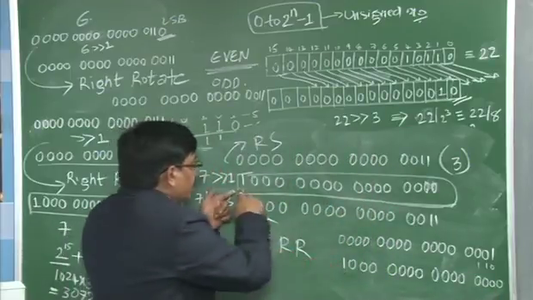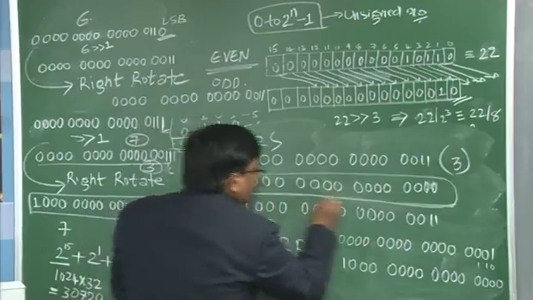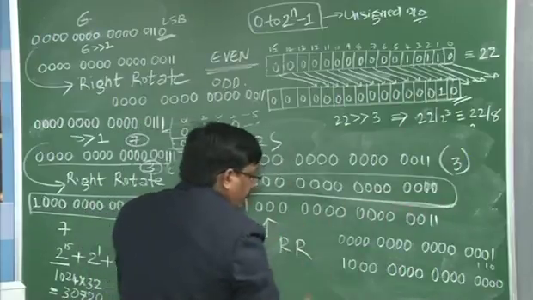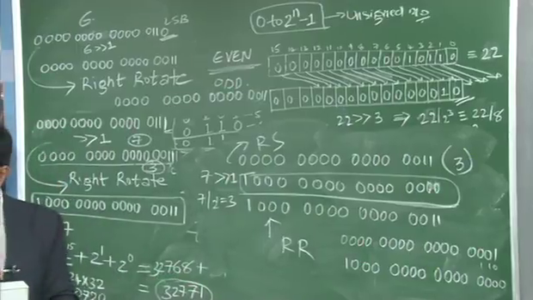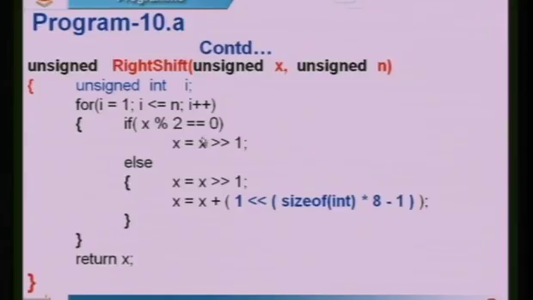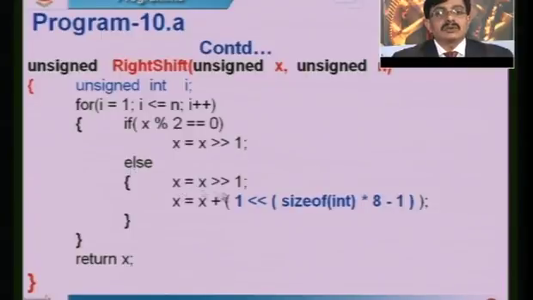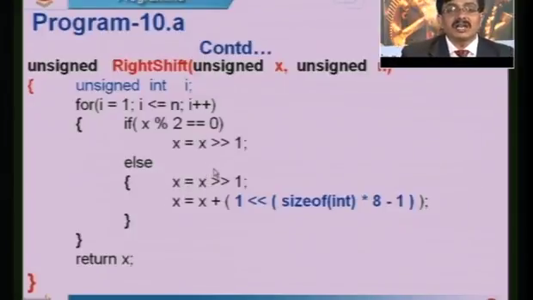So what I do now is, this value I am going to add here to get the result for the right rotation. This is what we do in the programming. You see now, when the number is an even number, x modulo 2 is equal to 0, x is right shifted by 1 bit. Else means the number is an odd number. Then what we do is, x is equal to x right shift by 1. Now when I perform the right shift, the least significant bit, 1, has to be brought to the first position, that is the MSB position.